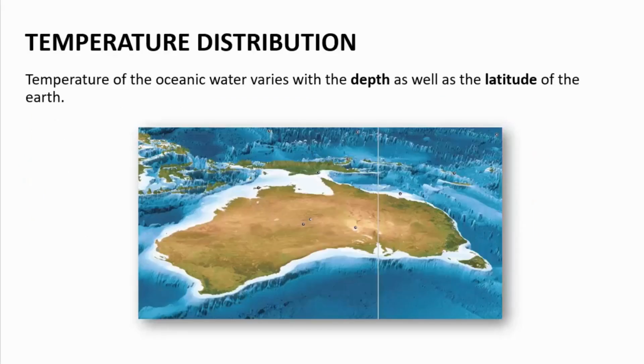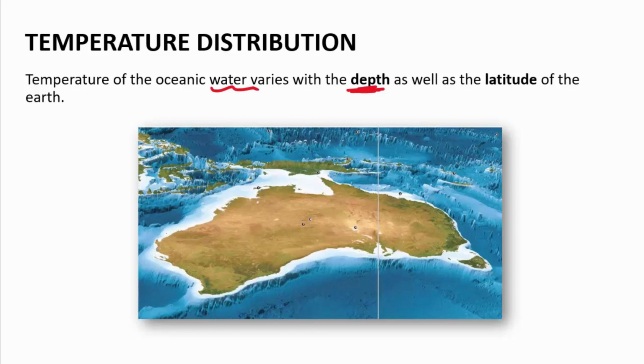First in our list is temperature distribution. You must know that the temperature of the oceanic water varies with depth as well as the latitude of the earth. By depth, I mean that as you go from the sea level to the deepest part of the ocean, the temperature varies. That is also known as temperature distribution in the vertical direction.